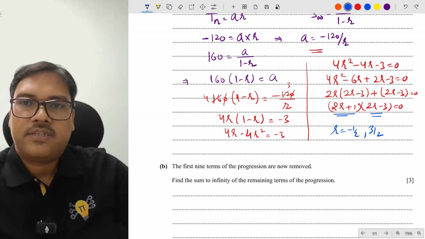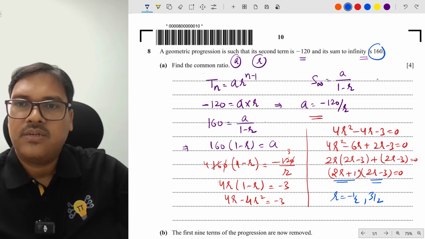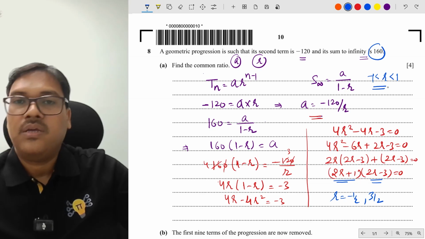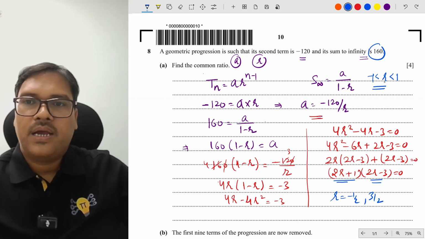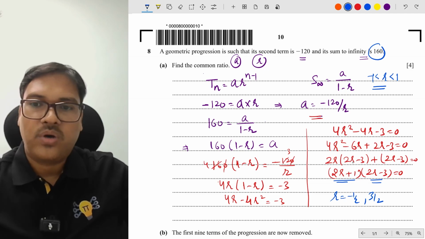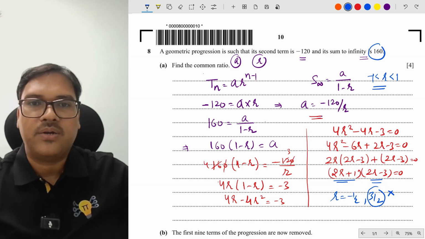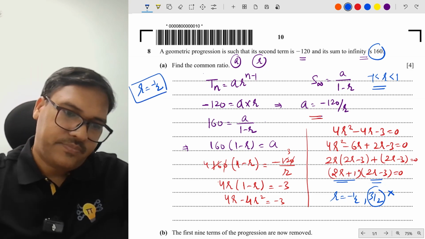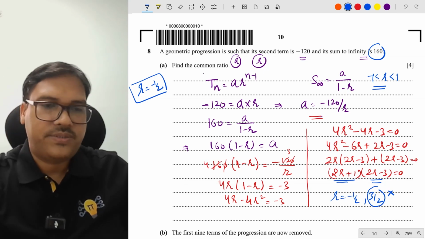But since the sum of infinite terms exists, and the sum of infinite terms is given as 160, r has to be between minus 1 and 1. That is the condition for an infinite sum to exist for a GP, correct? And if this has to be true, r cannot be equal to 3 by 2 because this is more than 1. So what is the answer? We will say r is equal to negative 1 by 2. So let's check the answer. r is negative 1 by 2 is the correct answer for this question.